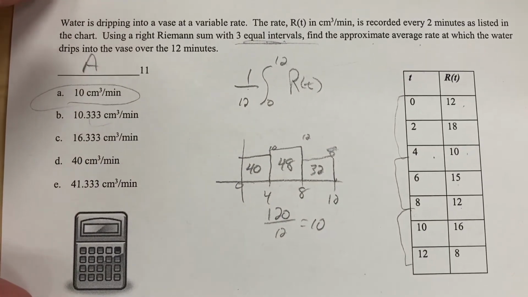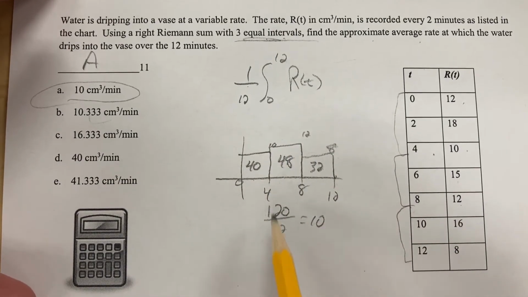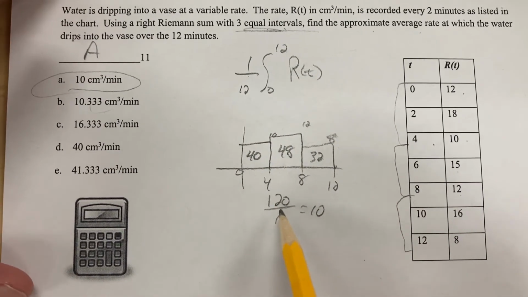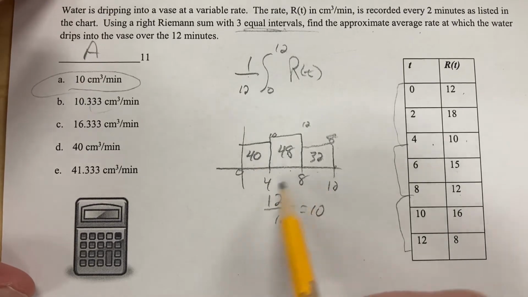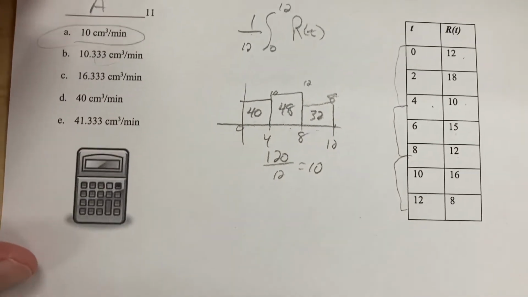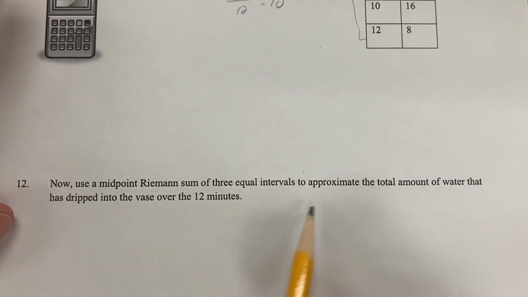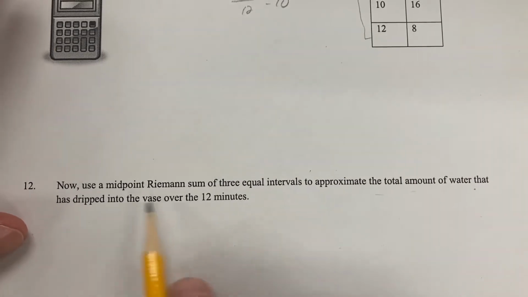So again, you want to be real careful. You could easily do this correctly and then get to 120 and not be sure, or maybe divide by 3 and pick D. There's a lot of little things that could go wrong there. All right. Now 12 says, can you use a midpoint Riemann sum to approximate the total amount of water that has dripped over the 12 minutes?